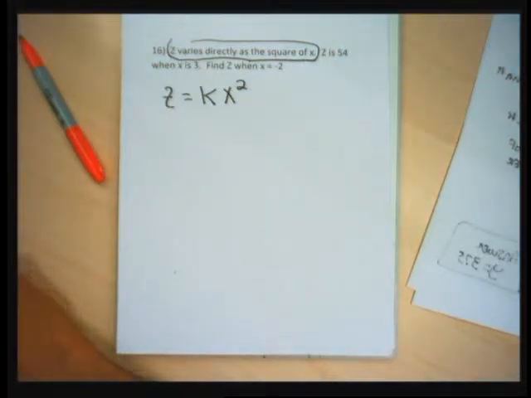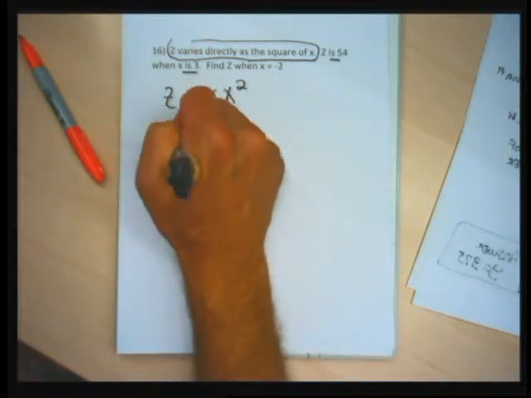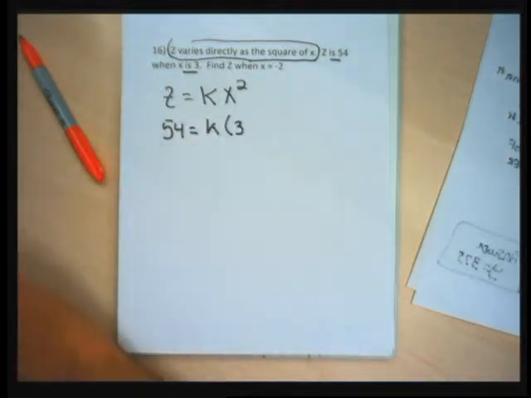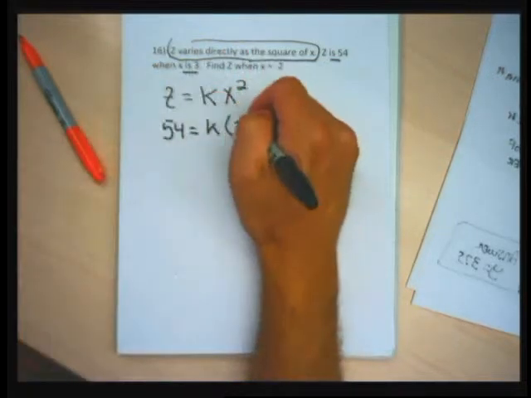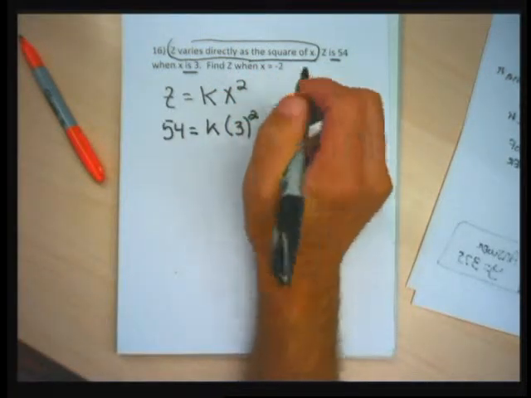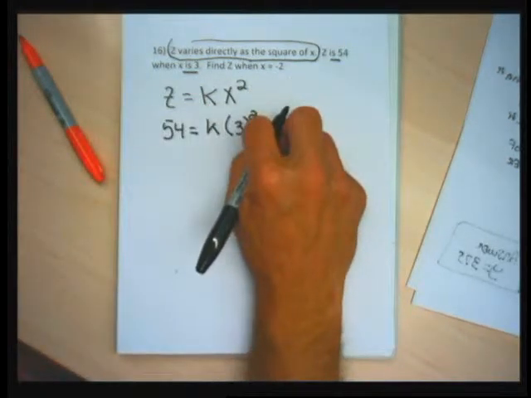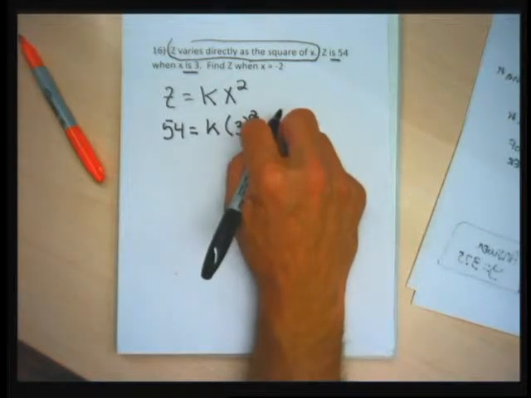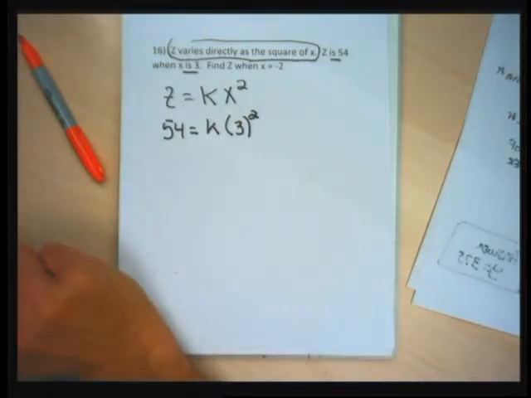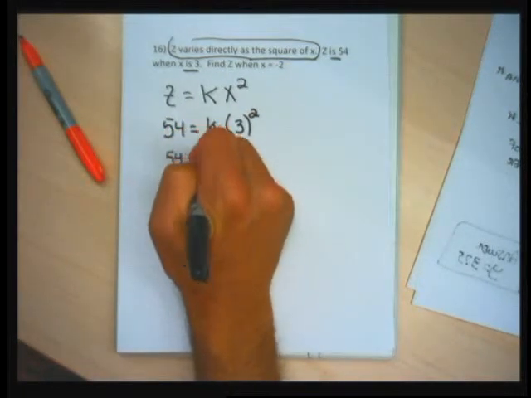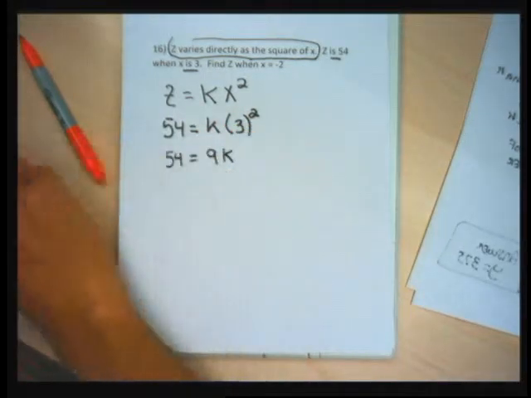Second sentence, I'm plugging in 54 for z and 3 for x. So I'm going to go 54 equals k times 3 squared. It doesn't matter when the x is positive whether I put the exponent in or outside the parentheses. But when the x is negative, if I don't put the exponent outside the parentheses, I'm going to get the wrong answer. So I've been lazy because it doesn't matter when you're squaring a positive number, you're going to get positive with where I put the exponent. So I'm not done yet. I'm only on the second step, getting my answer for k.